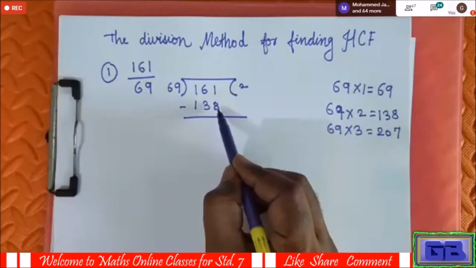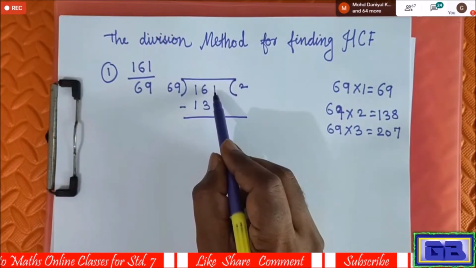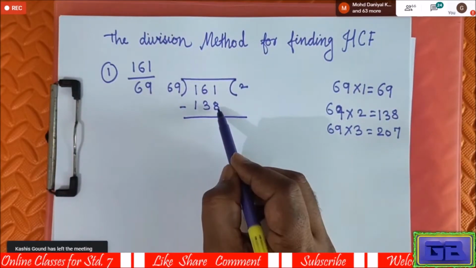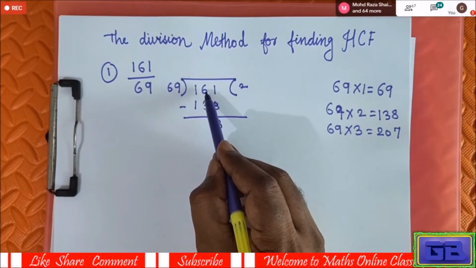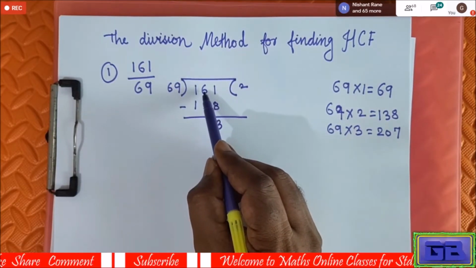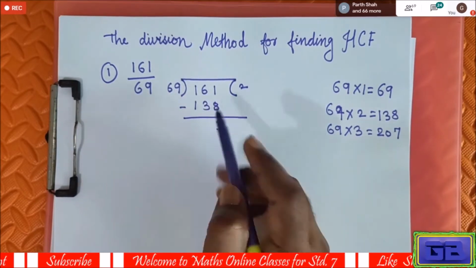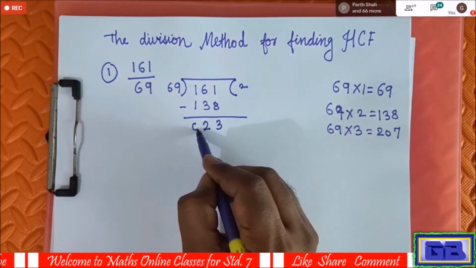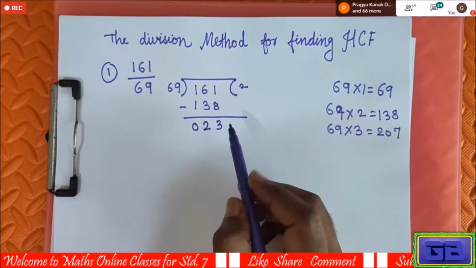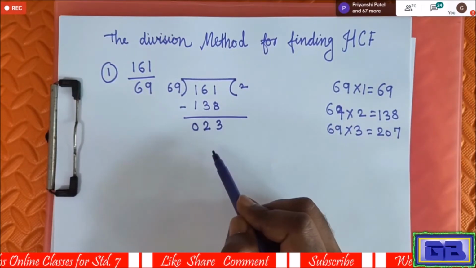We cannot subtract 8. We have to borrow 1. So this 1 becomes 11. 11 minus 8, answer is 3. We have borrowed 1 from 6, so it becomes 5. 5 minus 3 is 2. 1 minus 1 is 0. Now here we are getting 23.